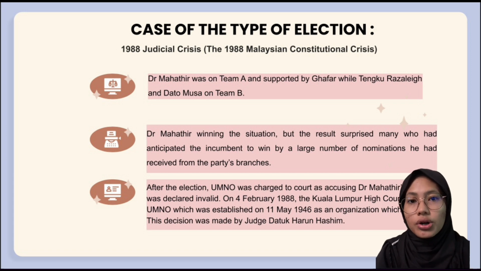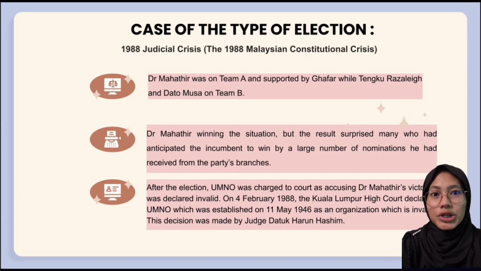So to make it short, Dr. Mahathir was on Team A and supported by Ghafar, while Tengku Razaleigh and Datuk Musa were on Team B. At the end, everyone was really shocked after the secret ballots were counted. The result was Dr. Mahathir winning the election, but this result surprised many who had anticipated the incumbent to win by the large number of nominations he had received from the party's branches.